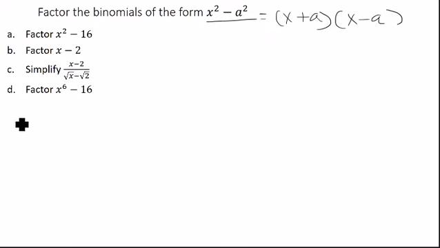Let's apply that formula to part A. Here we have to identify which one is the first term and which one is the second term without the square. So without the square, the first term is going to be x, and the second term 16 is the square of 4, so it's going to be x minus 4 and x plus 4 is our answer.